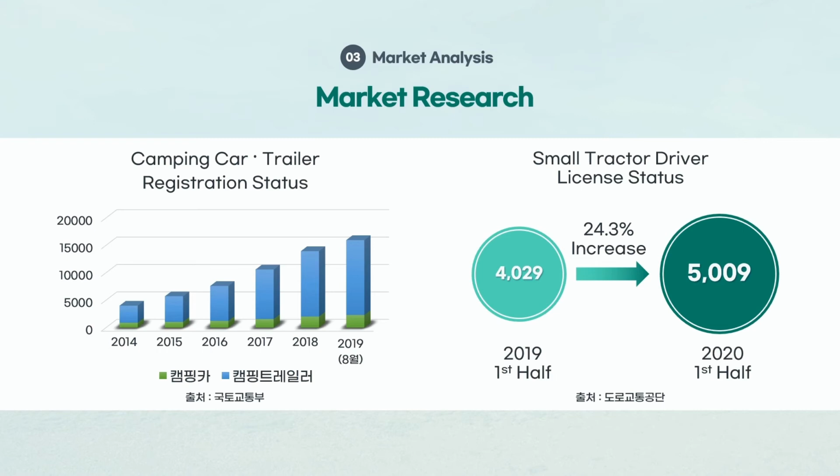Also, according to industry officials, the demand for camping cars and trailers has increased since COVID. According to the status of issuance of small towing licenses, on the right, the license issuance rate increased by 24.3% compared to the first half of 2019 and 2020. We believe this will help us see the growth of the trailer market and lead to growing demand for novice trailer drivers.